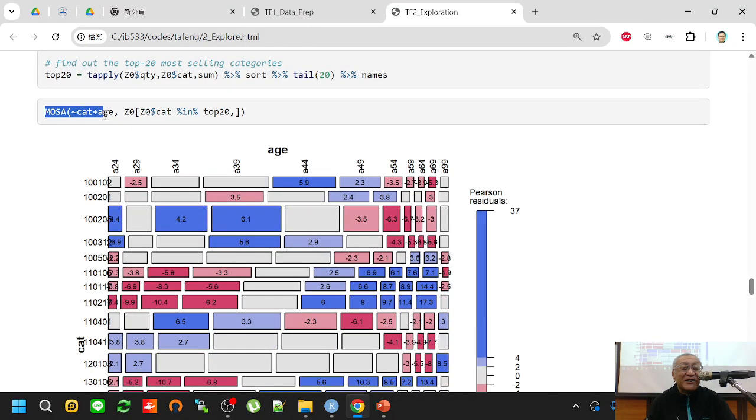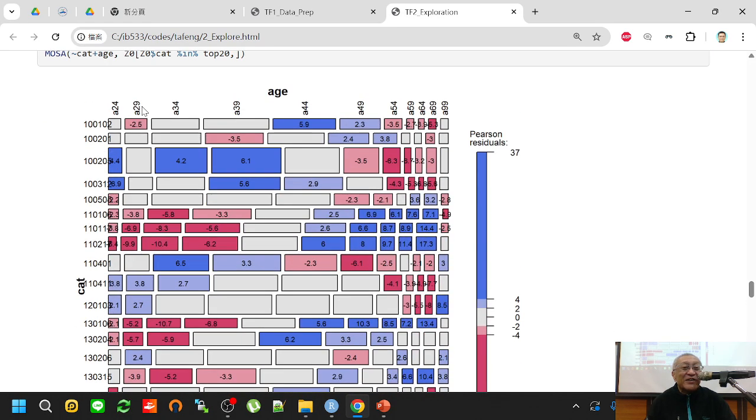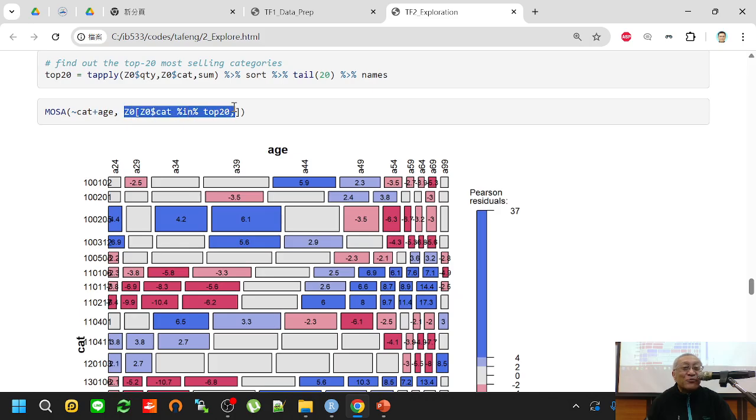You simply put the two categorical variables in this format, right? And then give it the data, right? And when you are doing this with product or product category, you need to be careful because we have too many categories, like 2,000 categories, right? If you include all of the data here, this table would be too messy, right? You cannot see it, right? So in that case, you need to find out the top 20 categories or top 20 products before you do that, right?